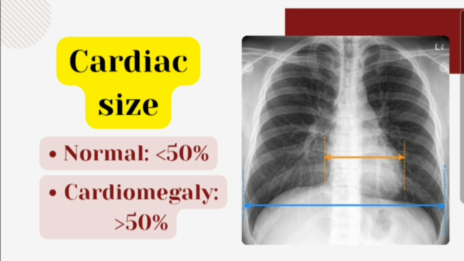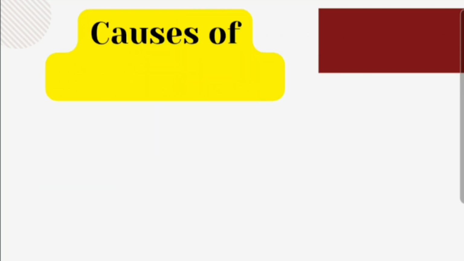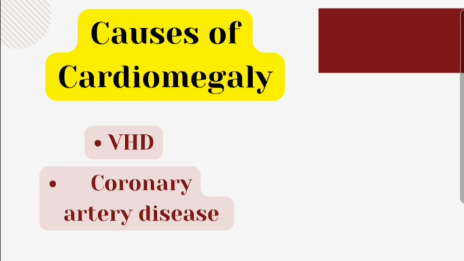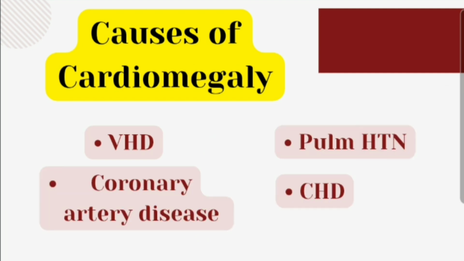There are different causes of cardiomegaly which may include valvular heart disease, coronary artery disease, pulmonary hypertension, and congenital heart disease. Also look for cardiac borders on the chest X-ray. For example, right heart border is made up of right atrium mainly and left heart border is made up of left atrium and left ventricle.